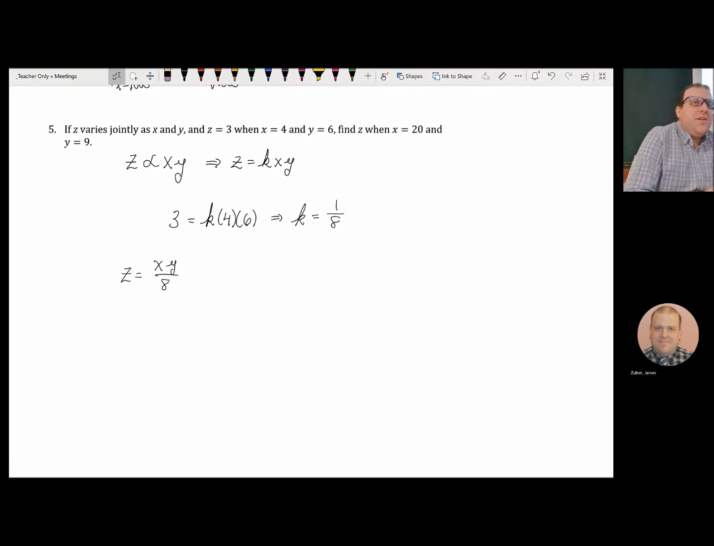Congratulations, here's your first look at a multivariate function. Z is a function of x and y. You'll study multivariate functions more in depth in Calc 3.